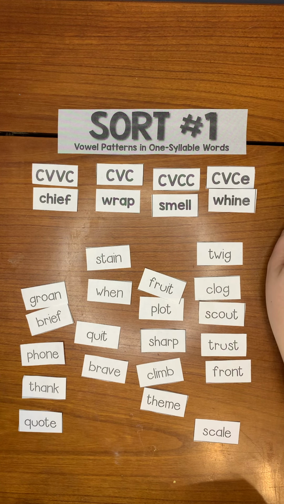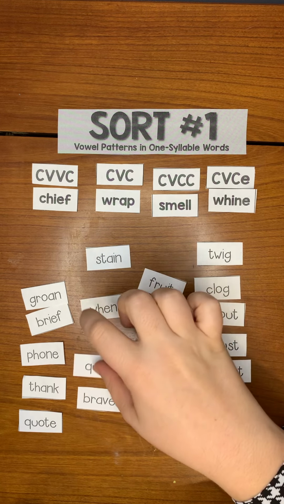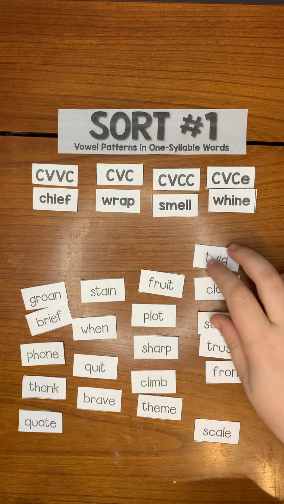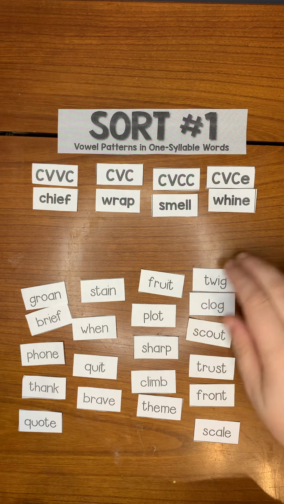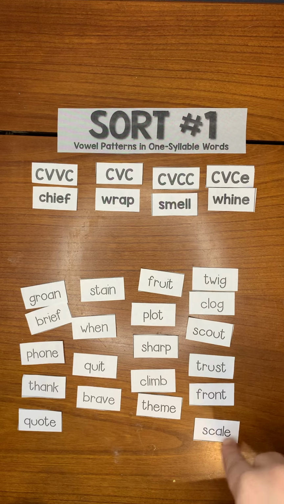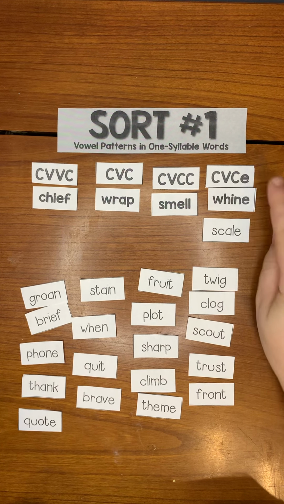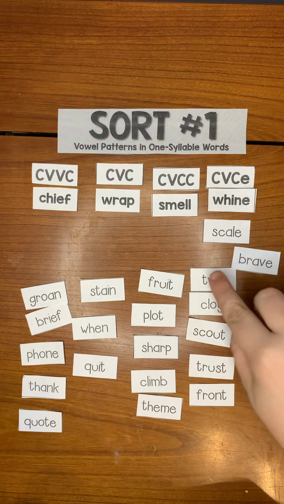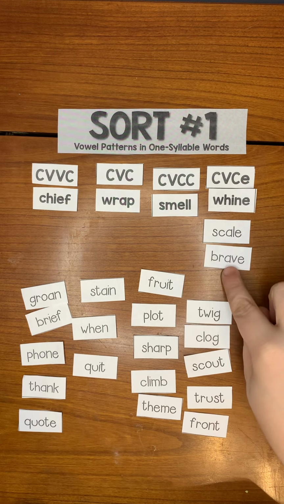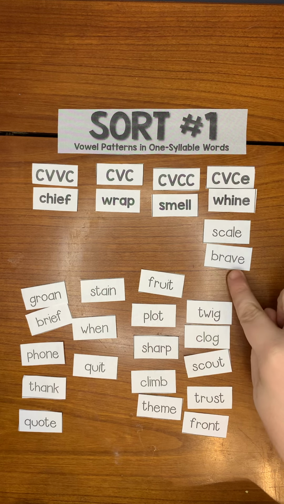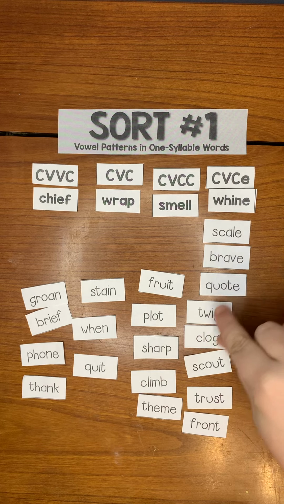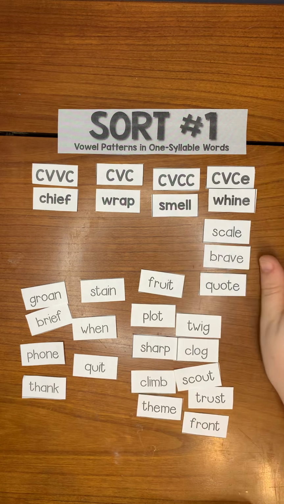Okay, now I'm gonna do what's easiest for me first. What's easiest for me first is to find some magic E words and get those out of the way, because I know that if it ends in magic E, it's gonna go here. So scale has magic E, and I'll just check CVCE, yes. Brave, because it has a vowel, consonant before, consonant after, and then E. Quote also follows that pattern. Now I'm going to pause. I got a few of those out of my way.